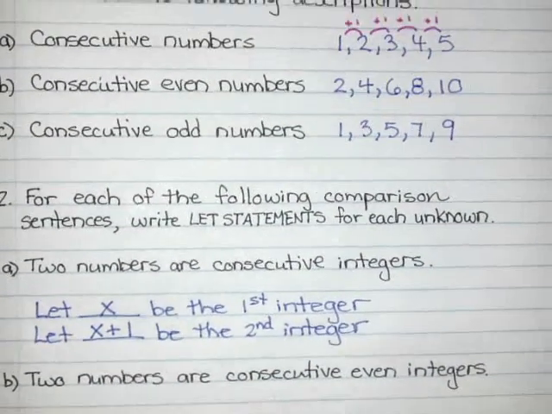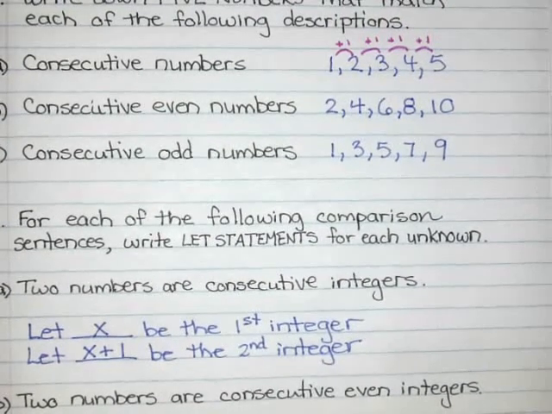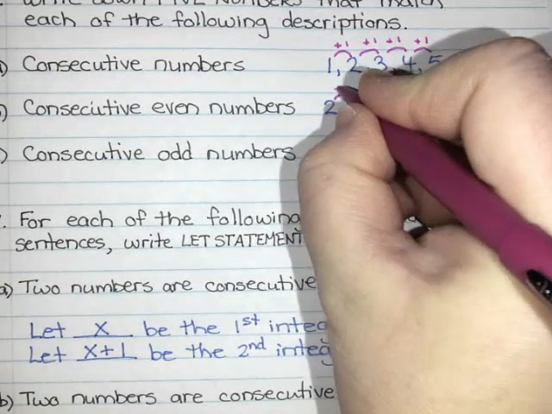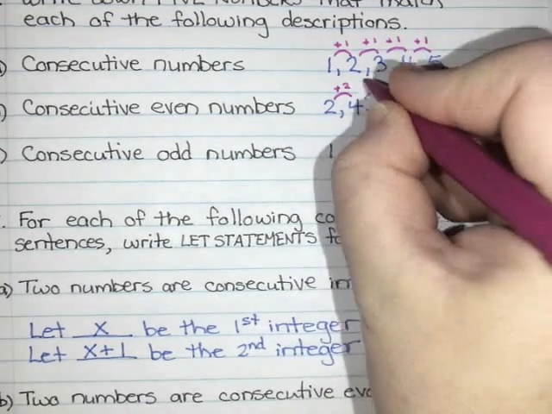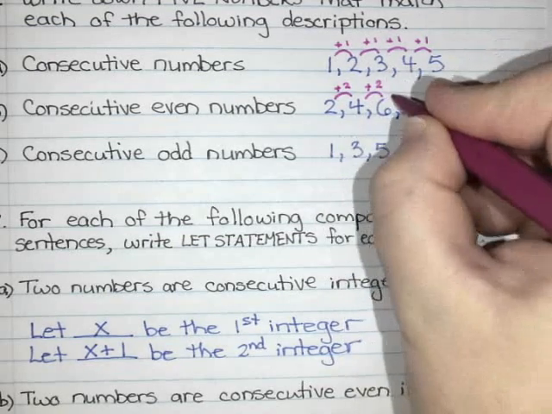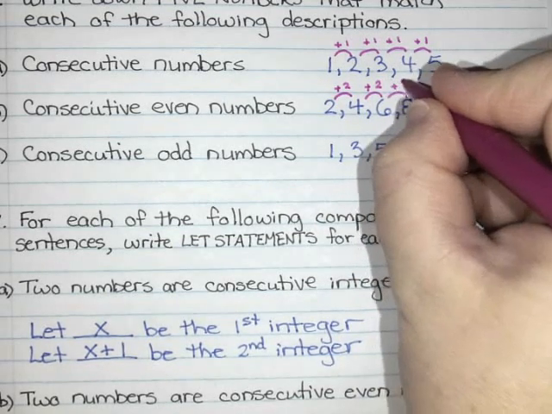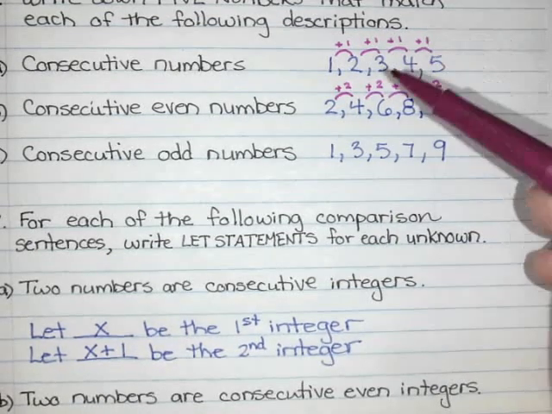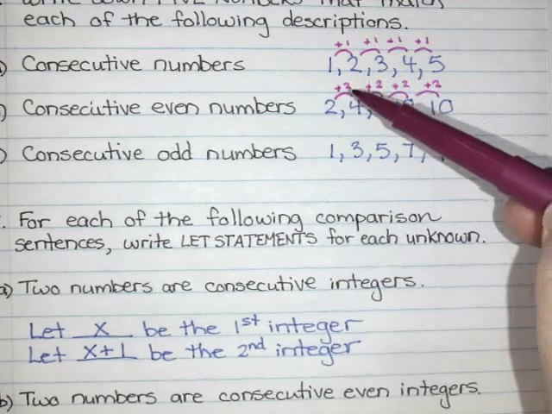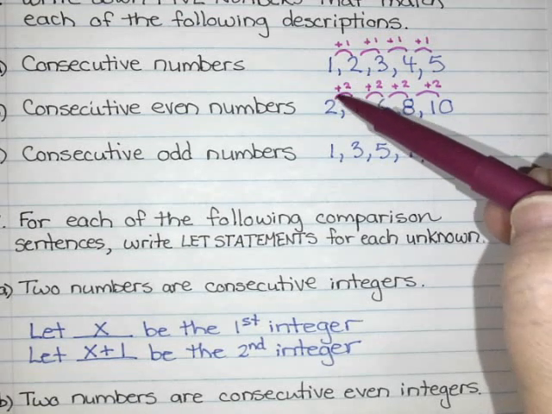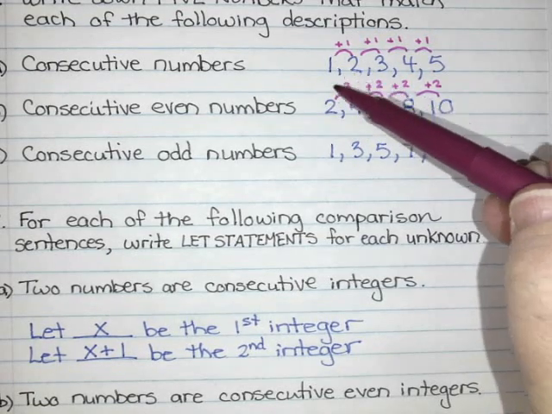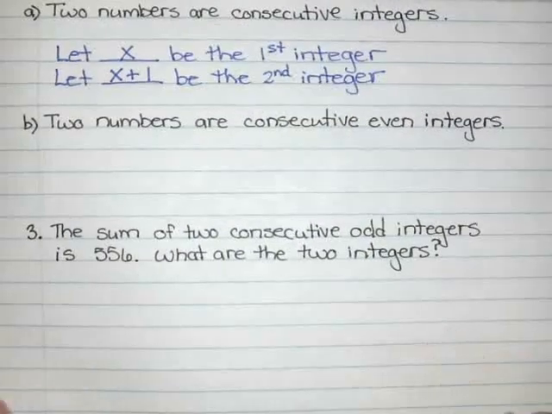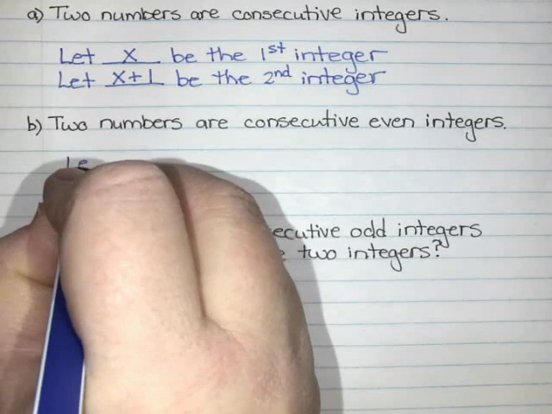If I take a look again at my even numbers, to get from 2 to 4, you'll notice we didn't go up by 1, we went up by 2. From 4 to 6, we went up by 2 again. From 6 to 8, we went up by 2. And from 8 to 10, we also went up by 2. So even numbers aren't 1 digit apart, they are 2 numbers apart. So if you have the first number, to get the next number, all you have to do is just add on 2. So I'm going to, for this one, let something be the first number.